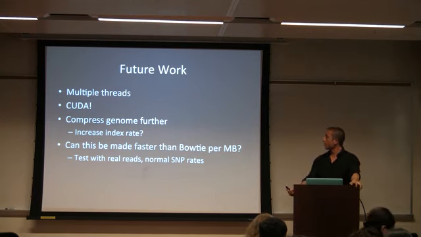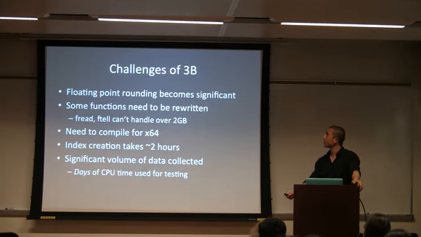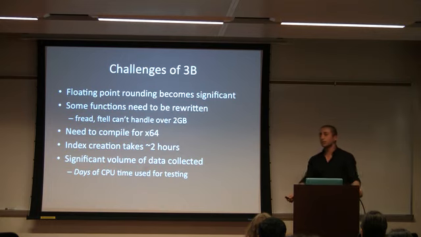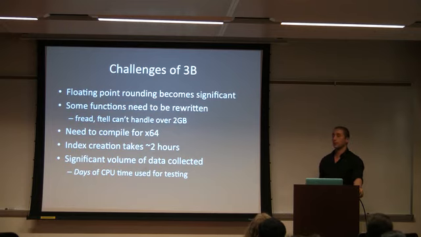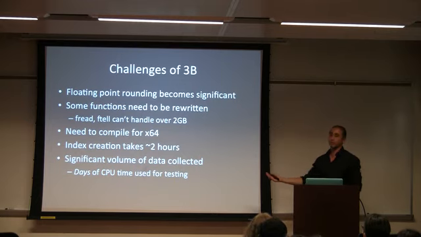And it would be interesting to see if you could take this hash map implementation and make it faster than Bowtie, or at least faster than Bowtie per megabyte, because that would have some real implications. And finally, the challenges of using 3 billion base pairs become really significant. I found some random bugs where some of my assertions were being thrown off because, when you do floating points, you're not supposed to compare them directly, but I was getting differences above even one, at least 2.